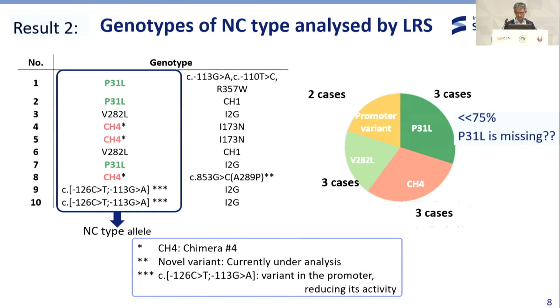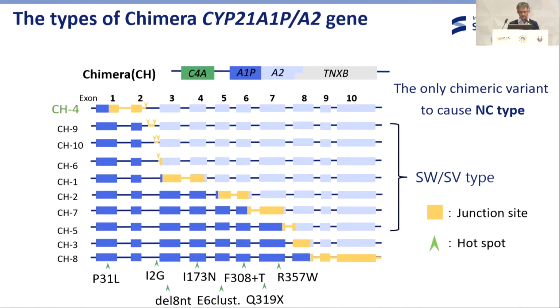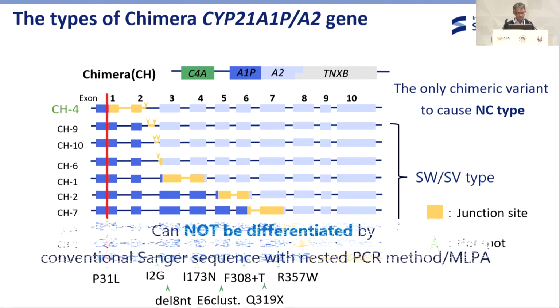The answer is here, CH4. Because the chimeric junction of CH4 is located in exon 1 to exon 2. And P31L is the only variant which is harbored by CH4. So it is quite difficult to differentiate P31L and CH4 using conventional methods.